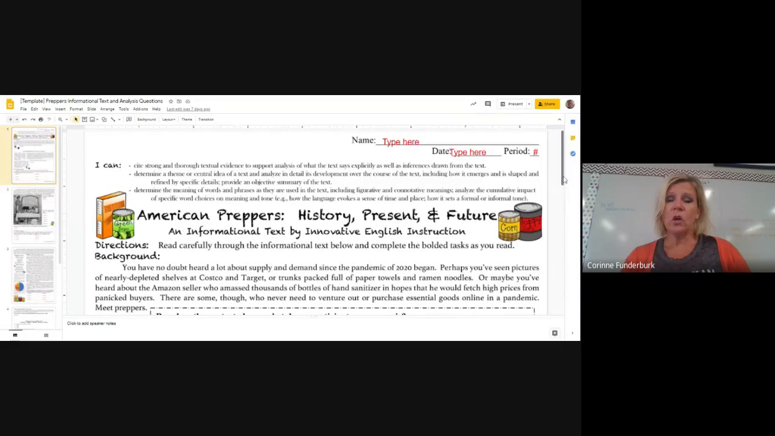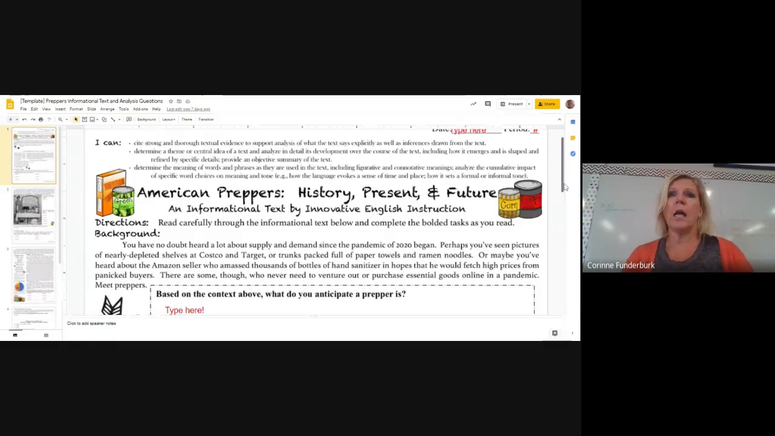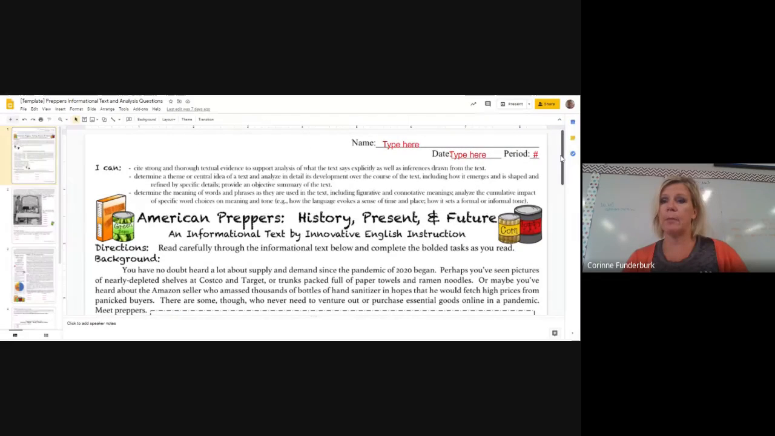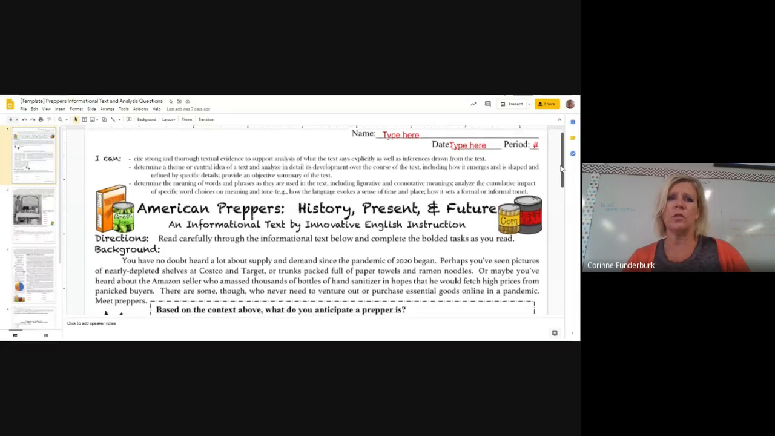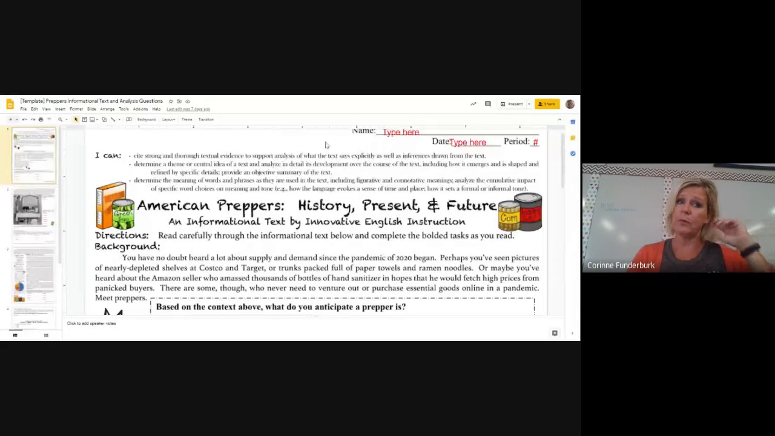Thank you. I've already made a copy for you guys, so you don't have to make another copy of this. Everybody has a copy of it. So where it says type here, you're going to type the date. You don't have to do the date. If you want to do your name, you can. I'd also prefer it if you could change the title right here to your name.